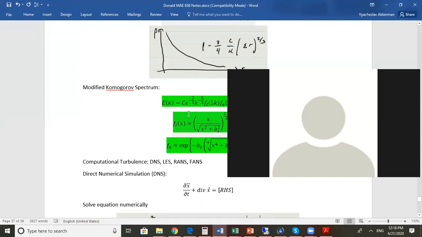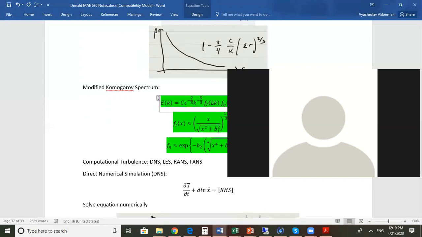Steve Pope is a professor at Cornell University in Ithaca, and he's very well known for his approaches to large eddy simulations. He actually introduced statistics in large eddy simulations, the PDF approach. One of his approaches is the modified Kolmogorov spectrum. If you look at the slide, you will see what's happening here. The left-hand side is exactly the Kolmogorov spectrum, but he introduced correction functions.